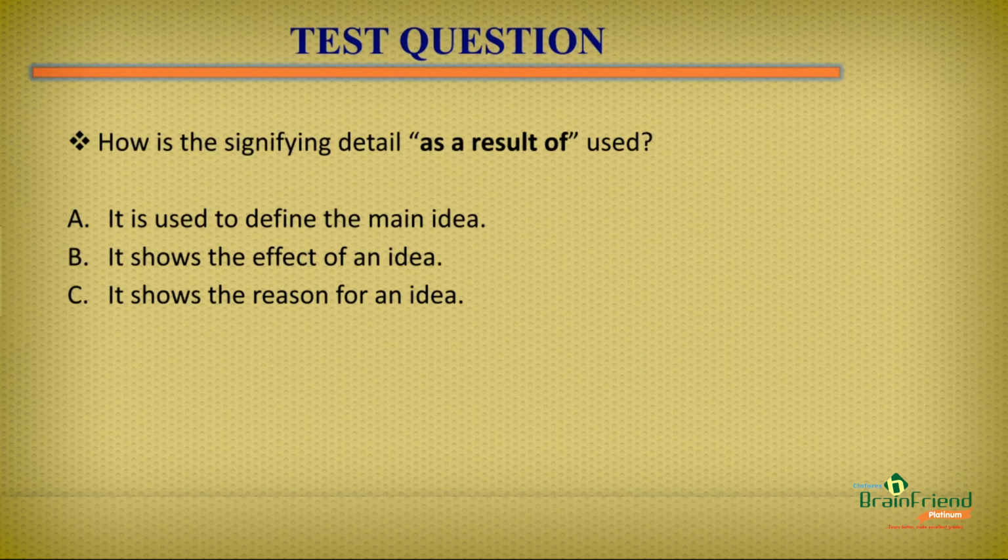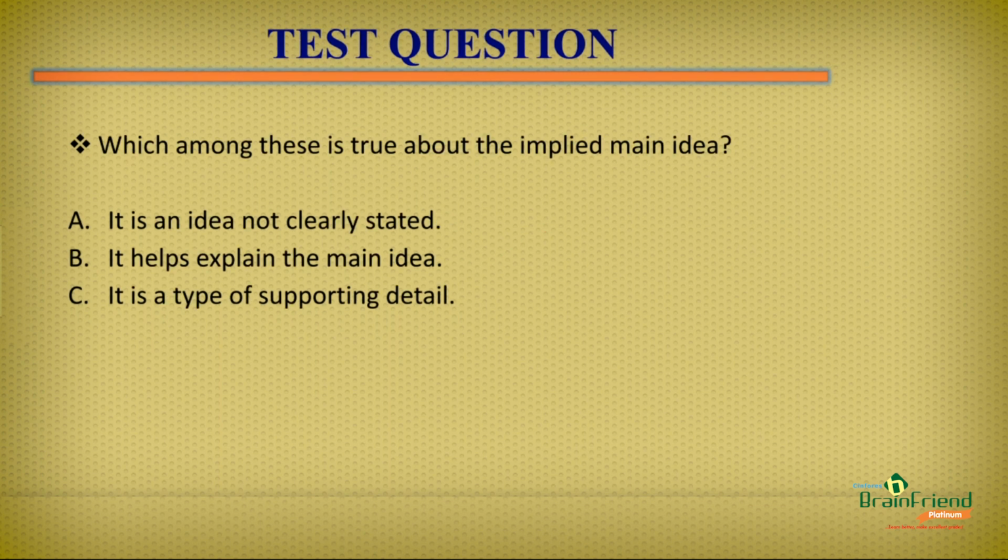Question 1. How is the signifying detail "as a result of" used? Option A. It is used to define the main idea. Option B. It shows the effect of an idea. Option C. It shows the result for an idea. The correct answer is option B. It shows the effect of an idea.